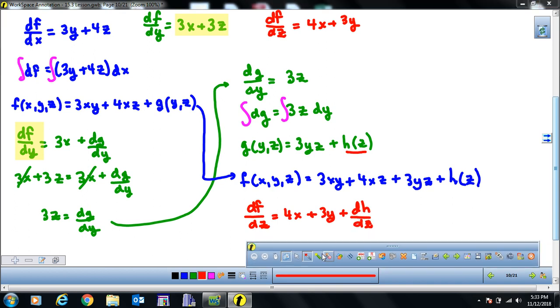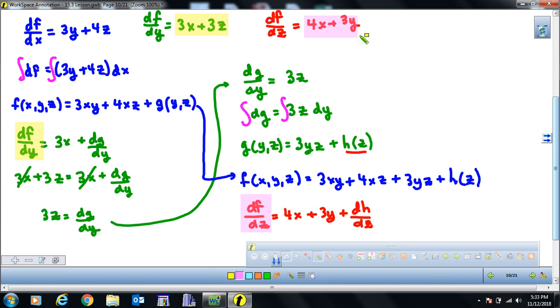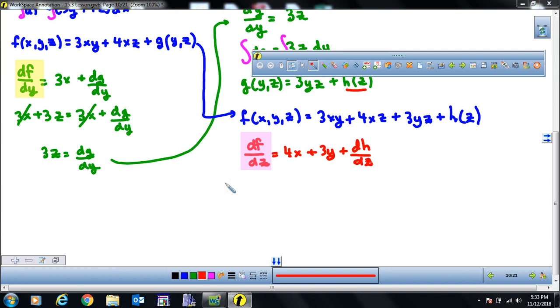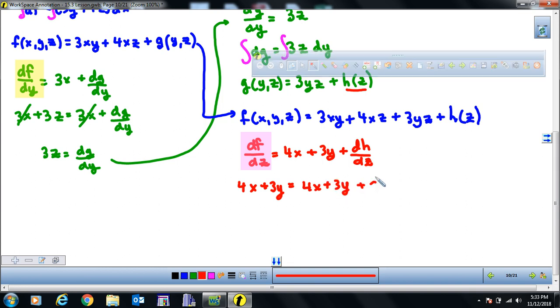And what do we know here? We know that the derivative of f with respect to z is equal to 4x plus 3y. Okay, 4x plus 3y equals 4x plus 3y plus the derivative of h with respect to z. So that's going to give us a 0, as you can see. So then dh with respect to z is going to be equal to 0. Okay? In other words, this function does not depend on z.